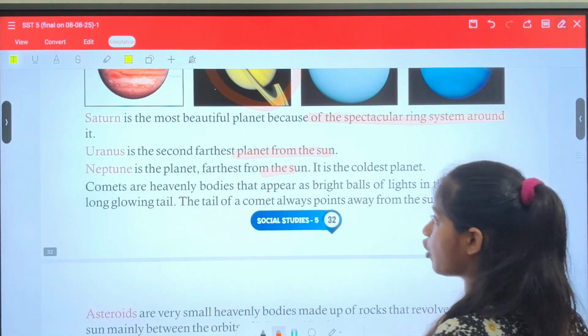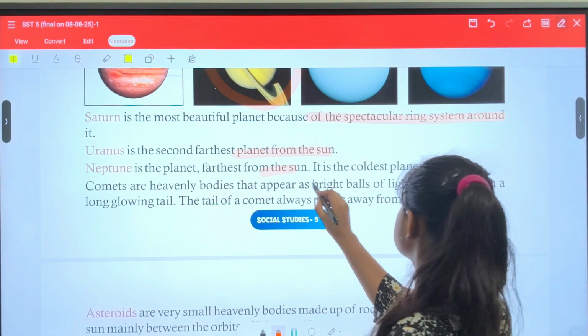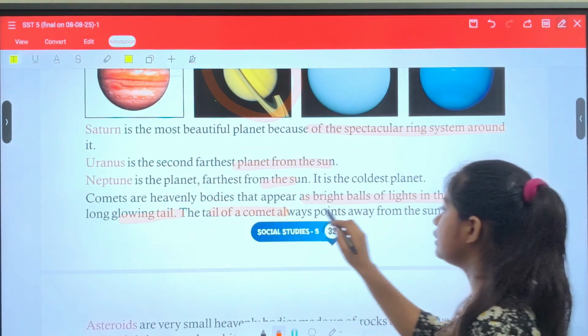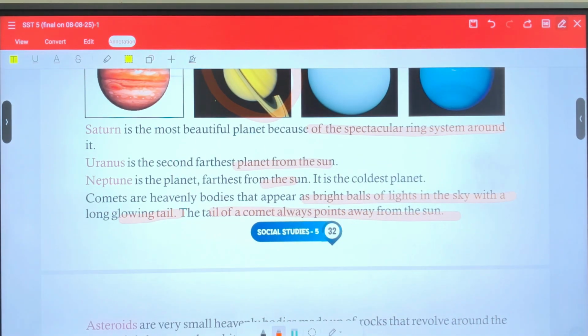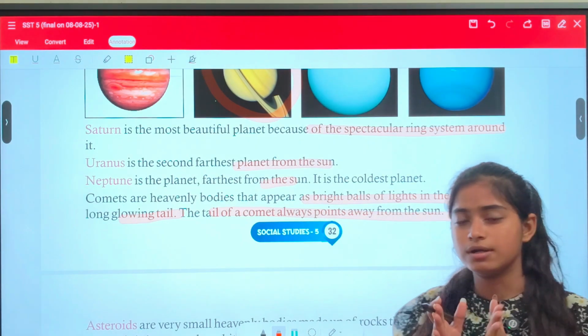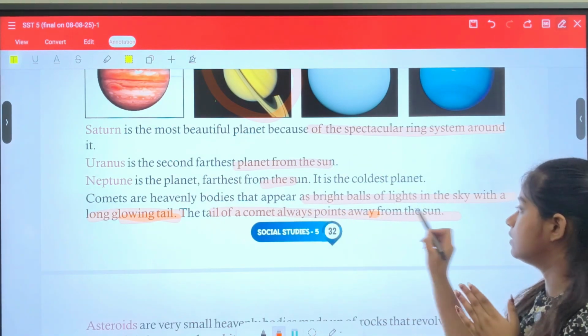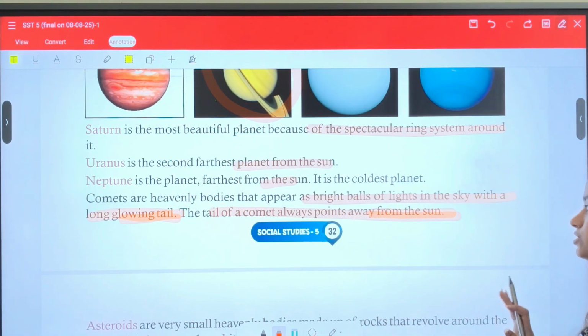Next we have comets, which are also heavenly bodies that appear as a bright ball of light in the sky with long glowing tails. The tail of a comet always points away from the sun. Okay, that means these are very bright, and they have a long glowing tail, which is away from the sun.